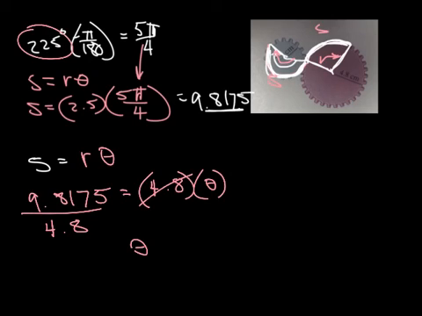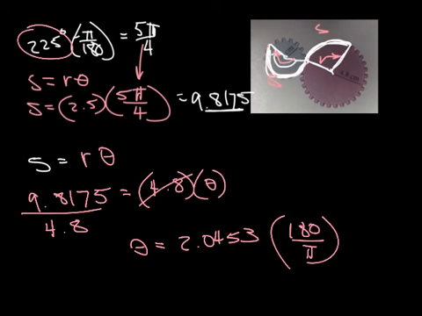So theta then ends up being 2.0453 radians. So let's change that to degrees by multiplying by 180 over pi. So let's multiply that by 180 and then divide by pi, and we end up getting 117 degrees approximately. I got 117.19, but that's how you do that one. It's a little bit easier to follow when I'm doing it than it is trying to do it on your own, I know.